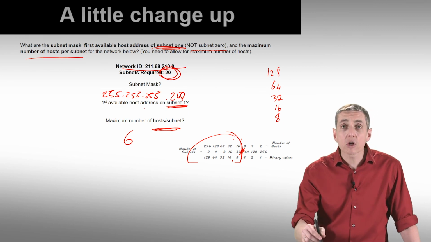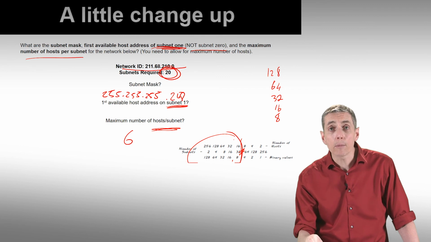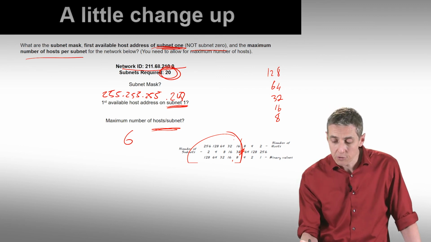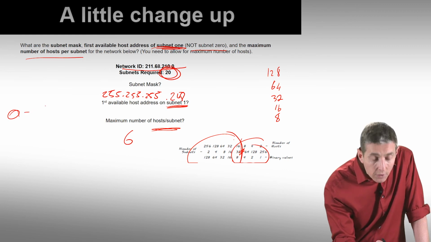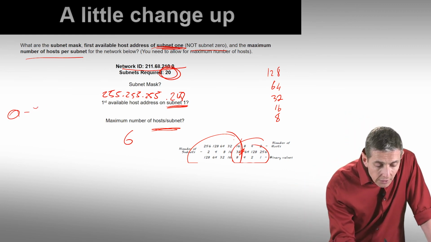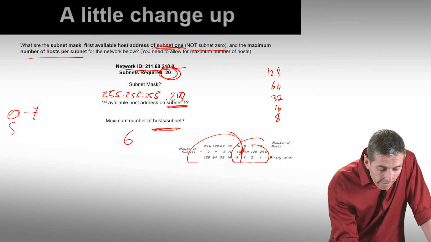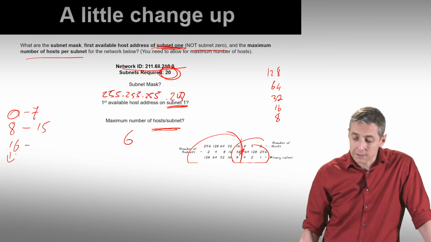Okay, so now let's think about it. What is our range? We've only got 3 bits that we can use for our hosts. So straight away we know we're going to go from 0. Remember, 2 to the 3 will give us 8. Okay, so it's going to be 0 to 7, 8 to 15, and then 16. You get where I'm going with this.